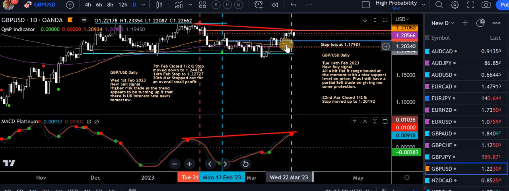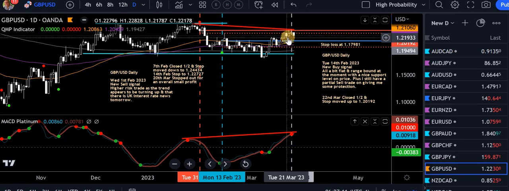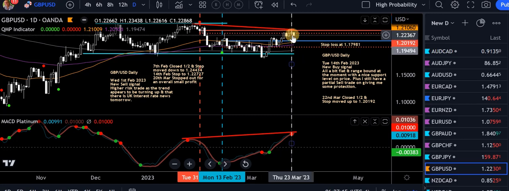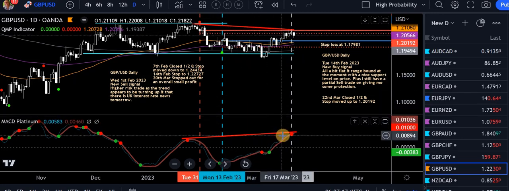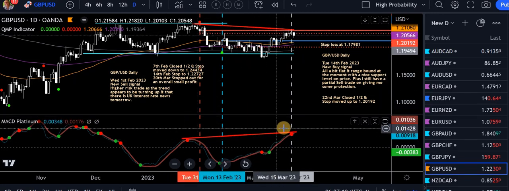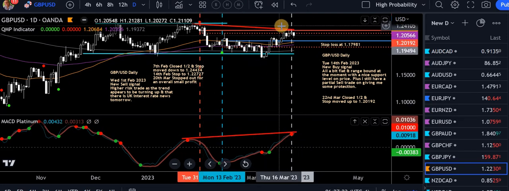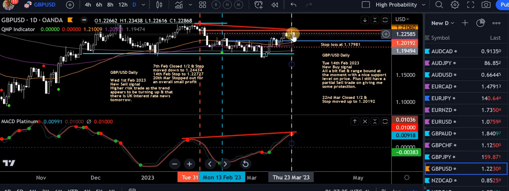Yeah, I don't know what. Close half. Pardon me. I think it was because the UK interest rate news was coming out, and I just wanted to lock in a little bit of profit and tighten things up. So I'm not in a no-lose position as yet, and I might not be because, again, very similar to Euro USD, we've got a red dot on the MACD Platinum above the zero level, potential divergence forming, hasn't been confirmed yet, and the last candle was a bearish candle on Friday.